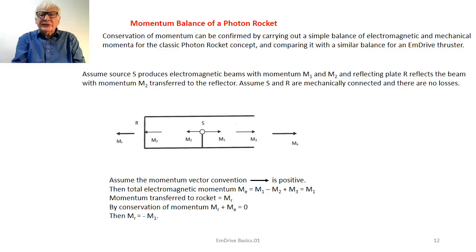We will now look at the conservation of momentum in a quantitative fashion. But first we will look at the momentum balance of a simple photon rocket. This is an open-ended waveguide with a source of electromagnetic waves in the center. So we have source S, which is producing momentum M1 in one direction and M2 in the opposite direction. And indeed M1 equals M2.